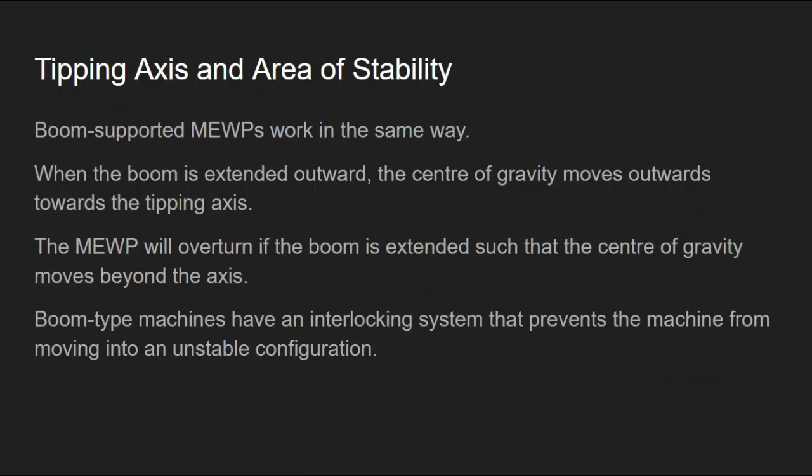Boom-supported MEWPs work in the same way. When the boom is extended outward, the center of gravity moves outwards towards the tipping axes. The MEWP will overturn if the boom is extended such that the center of gravity moves beyond the axes. Boom-type machines have an interlocking system that prevents the machine from moving into an unstable configuration.